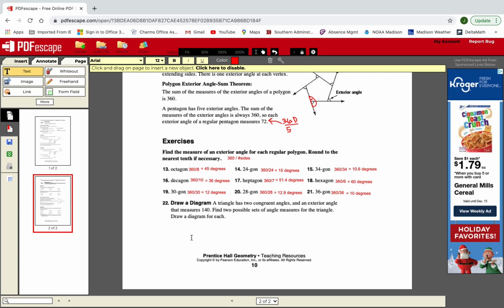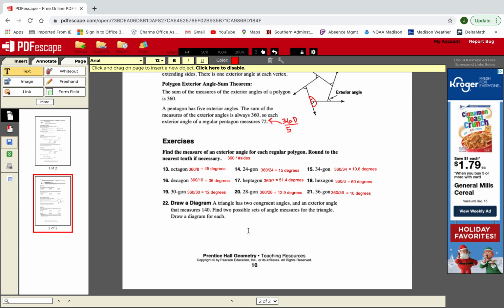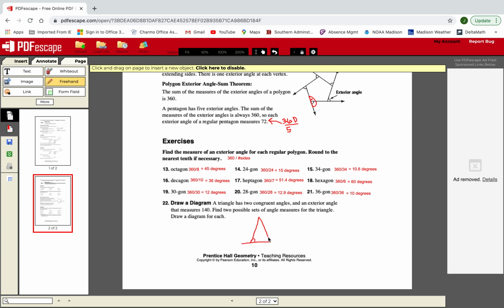All right, so 22, the last problem on this lesson, wants you to draw a diagram. A triangle has two congruent angles and an exterior angle that measures 140 degrees. So let's give this a draw. A triangle has two congruent angles, so we're talking about an isosceles triangle here, right? If the exterior angle they're talking about is an extension of one of the congruent angles and is 140, then that is one situation. It says find two possible sets of angle measures.